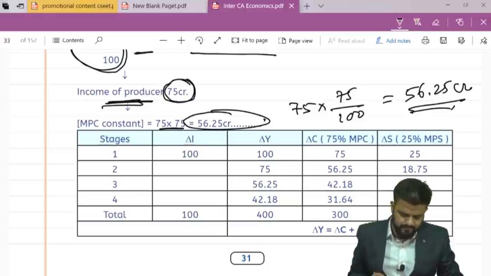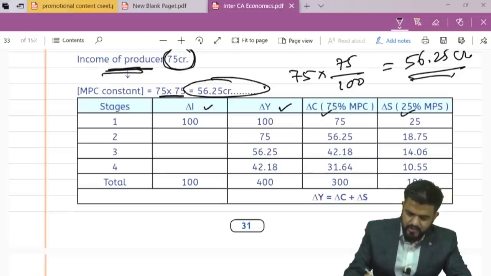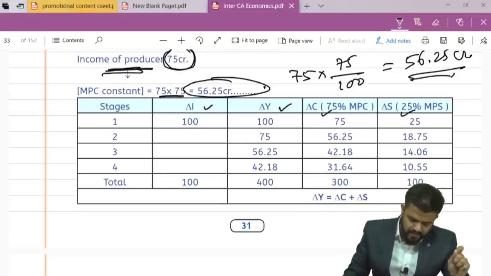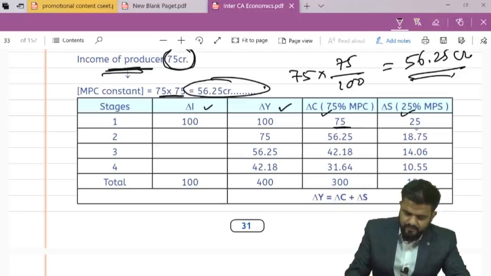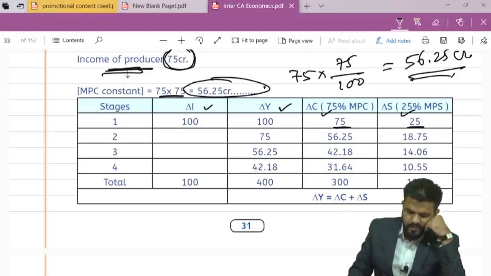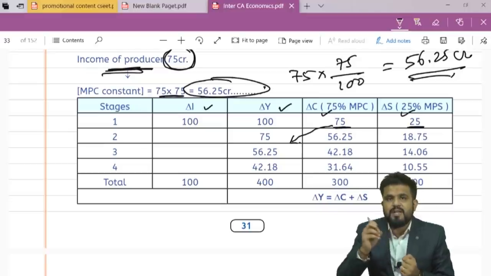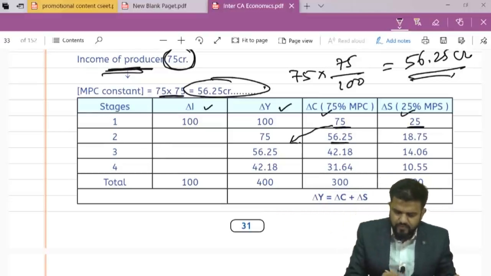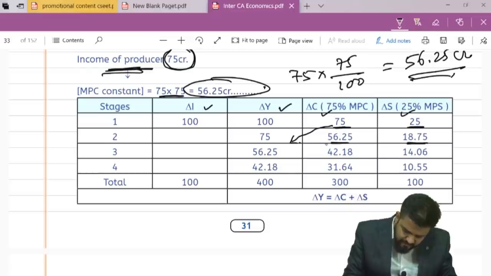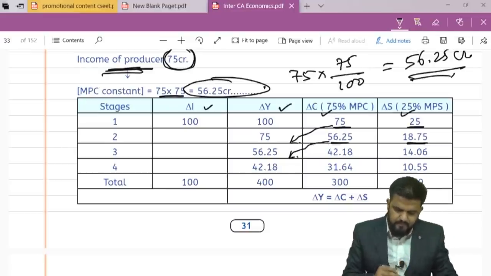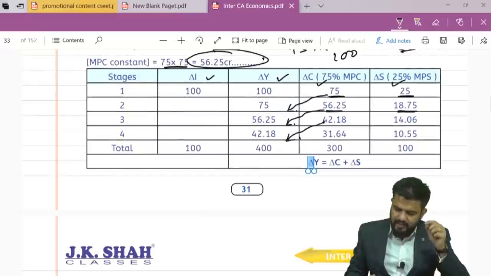It will continue. See the table, very simple. Change in investment, change in income, change in consumption, change in savings. We started with 100, that becomes the income of the people. From that, people decided to spend 75 and save 25. Now, the first person's expenditure will be the second person's income. He will also spend 75%, that comes to 56.25. So 75 minus 56.25 is 18.75. Again, the second person's expenditure is the third person's income, the third person's expenditure is the fourth person's income. Likewise, you can get delta C and delta S.